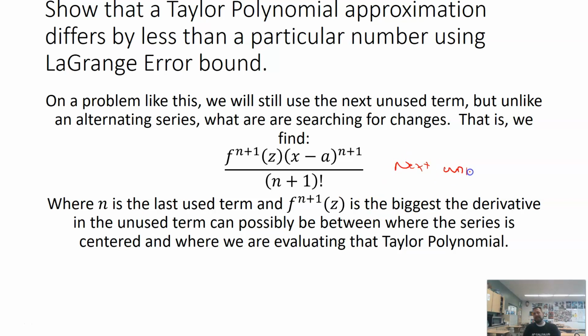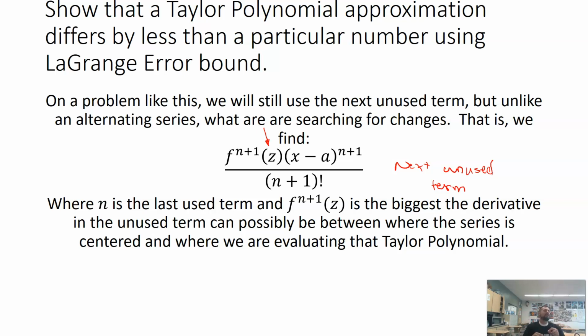The only difference here is that when I go to find that, instead of plugging in where the series is centered into my derivative, I plug in the largest value possible that the derivative can give me. What that does is it ensures that my error is going to be at most off by that much, and it might be less than that, but I'm saying this is my worst case scenario.